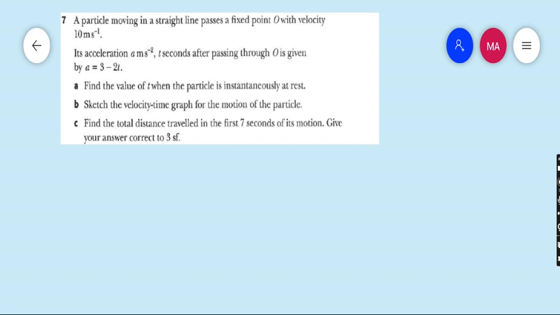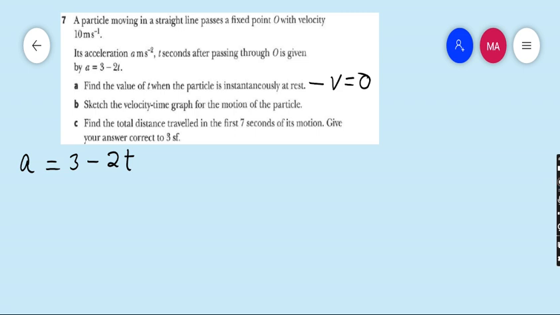Question number 7 is, a particle moving in a straight line passes a fixed point O with velocity 10 meters per second. It means at point O the velocity is 10 meters per second. Its acceleration a meters per second squared, t seconds after passing through O, is given by a is equal to 3 minus 2t. Find the value of t when the particle is instantaneously at rest. Instantaneously at rest means v must be equal to 0.